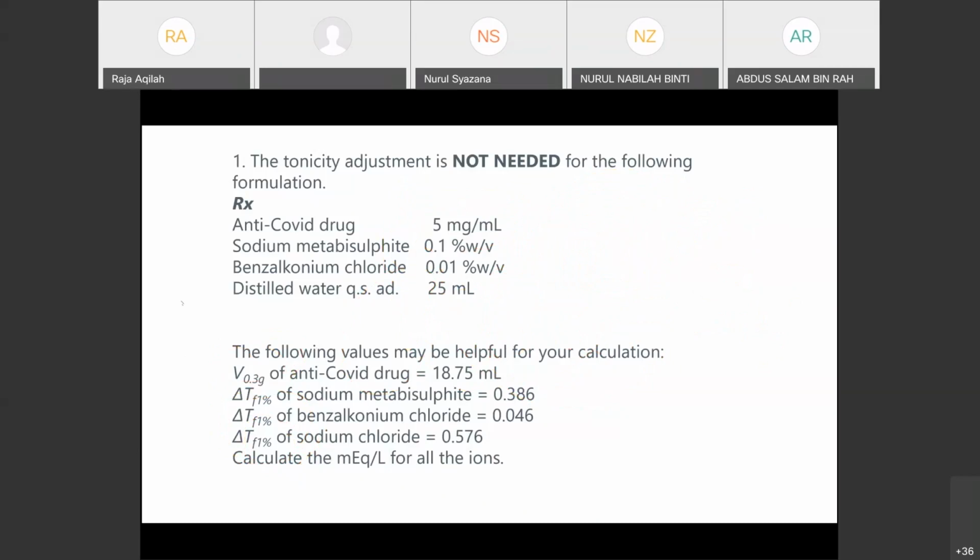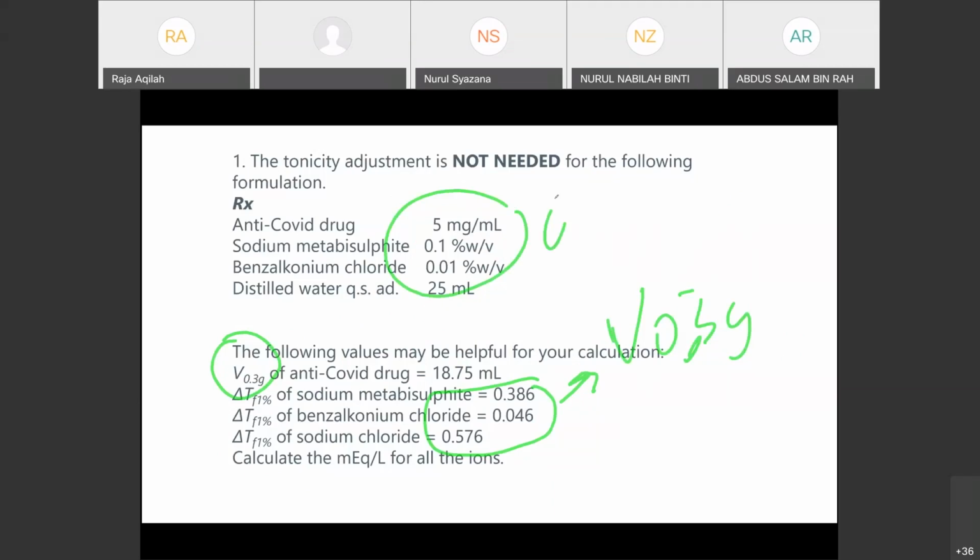So if you wish to use V, it is also okay, or if you want to use V0.3 since Sparks method is given, you can also change this one all to V0.3. So what you have to do is to convert all these ones into the amount, into gram. Then you do a relation to see whether you get the final amount same as here. Then you will know that in the given volume here, whether this formulation is isotonic or not.